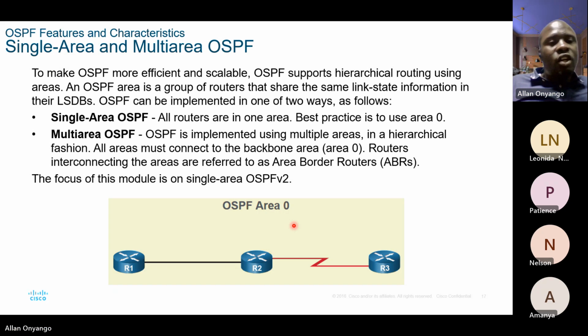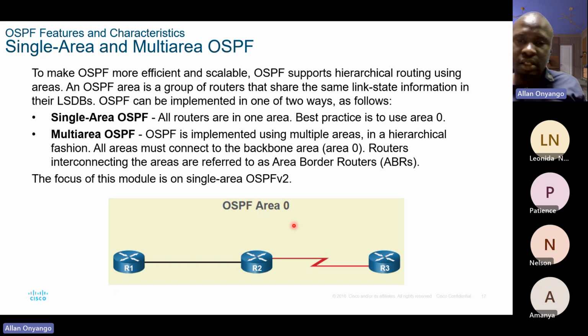Number one, OSPF can be implemented in what is called single area. And in single area, which means all routers are in one area, it's not a must, but it is highly recommended to always call it area 0. Area 0. Why? So that the day you want to expand your network and include more areas, it's easier because in multi-area, all the other areas must be connected to area 0.